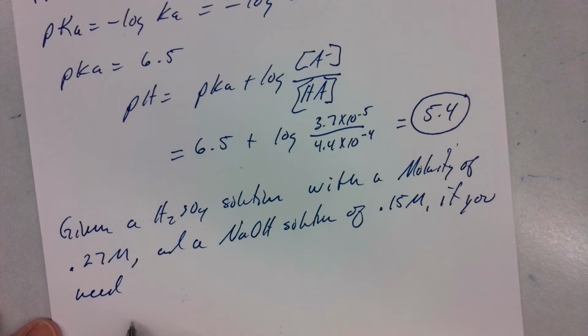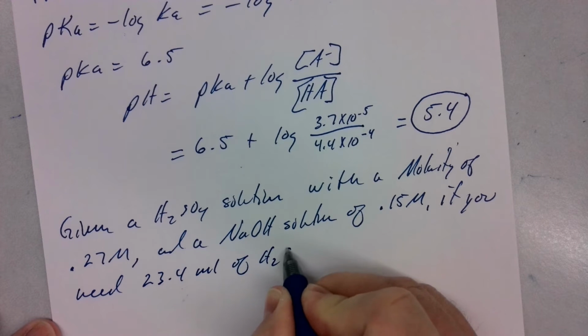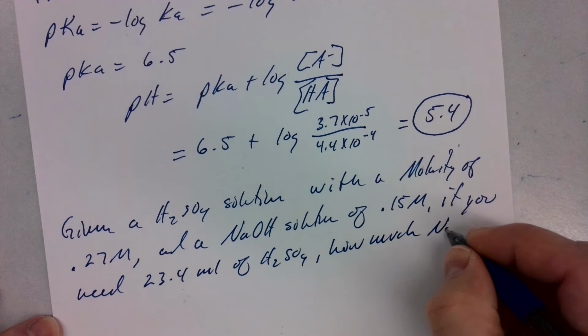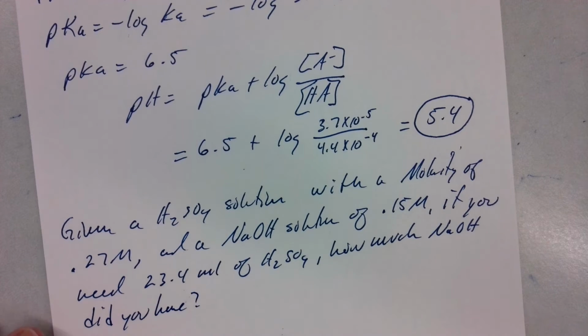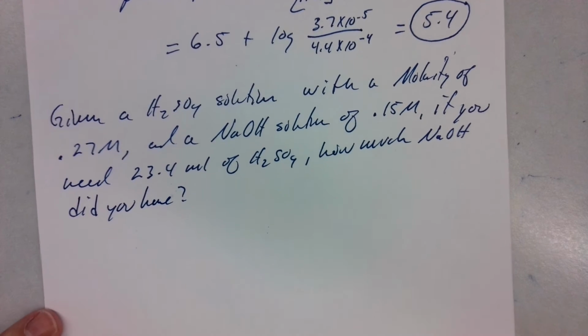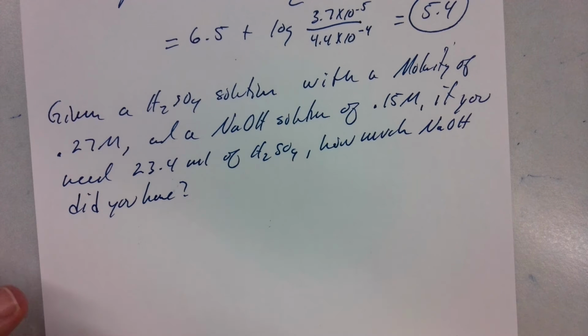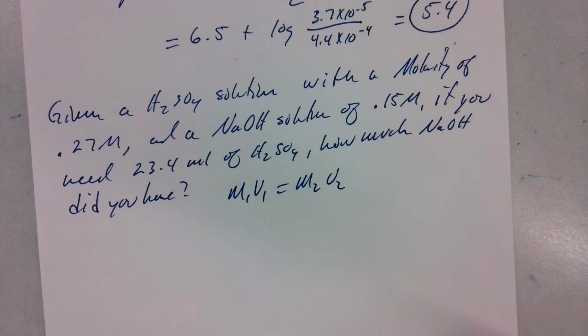If you need 23.4 milliliters of H2SO4, how much NaOH did you have, or something? Okay. And it's kind of wordy, but it gets my point across. And that is, I know no matter what, this is going to be an M1V1 equals M2V2 of sorts, right? But I got to go back and figure out what numbers go where and where my what goes.